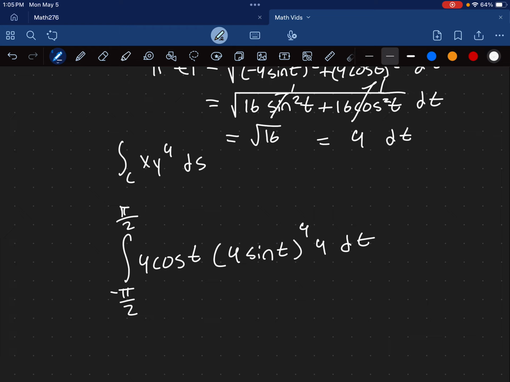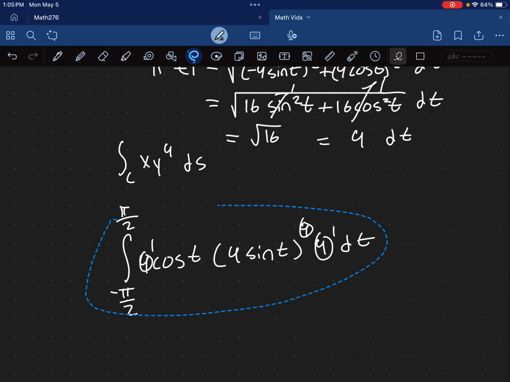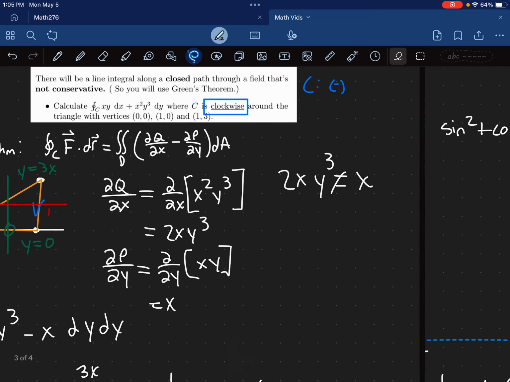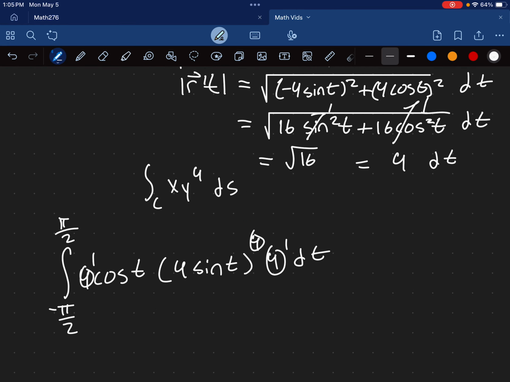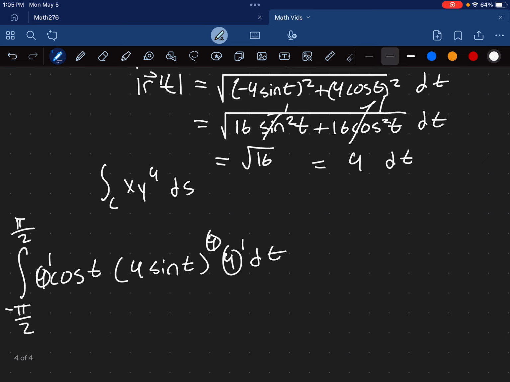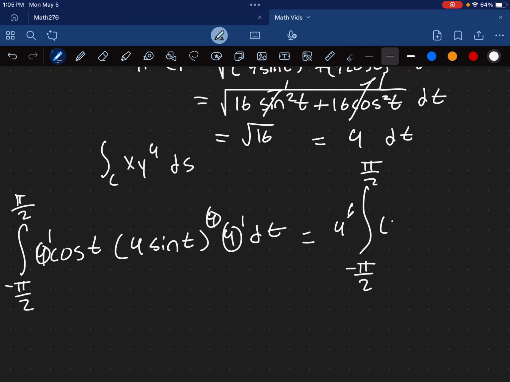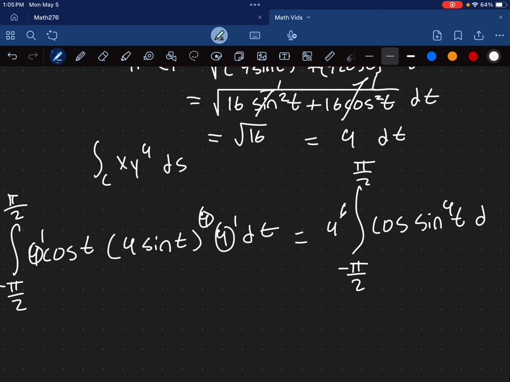Okay, so the way I would like to simplify this is we have a 4 to the 4, and let's treat this as 4 to the 1, this is 4 to the 1. So we pull out all that. I'm going to move this to the side. So what I would do is I would pull out a 4 to the 6, because that's still the same thing. It just becomes an easier problem to work with. So we're left with cosine t sine to the 4 t and still dt.